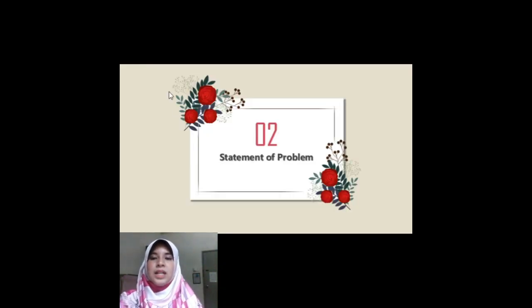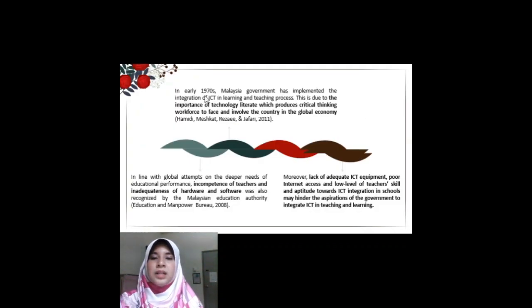The next one is statement of problem. In early 1970s, Malaysian government has put great efforts to implement the integration of ICT in learning and teaching process. This is due to the importance of technology literate, which produces critical thinking workforce to face and involve the country in the global economy, cited by Hamidi, Meshkat, Rezaie, and Jafari 2011.